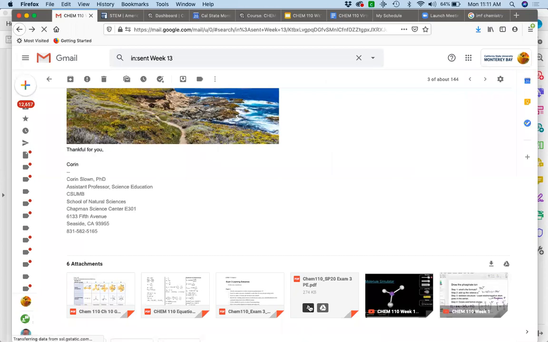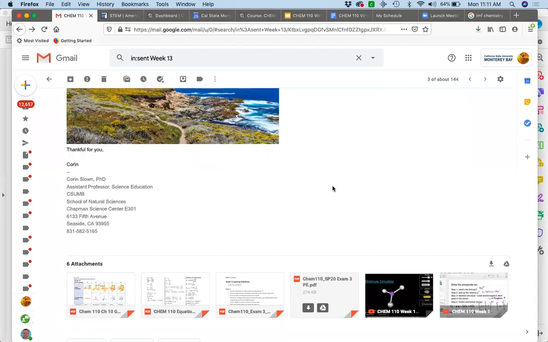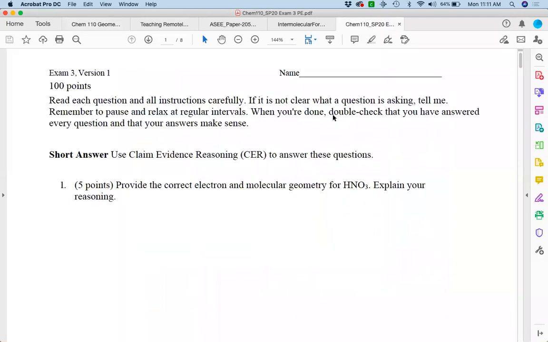And here are some examples of problems that you are likely to see on your exam 3. I think it's really important that you have examples.